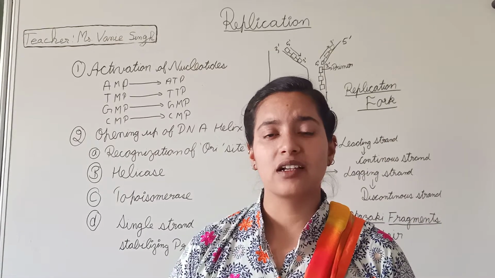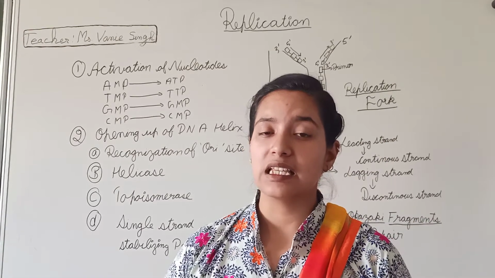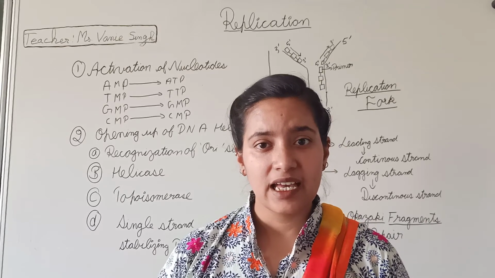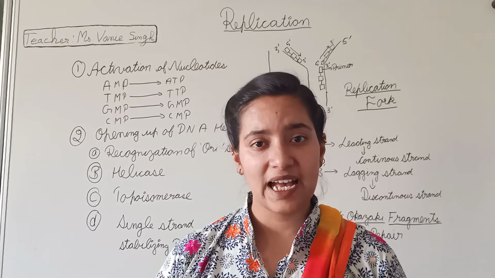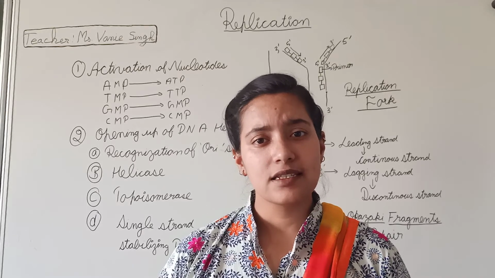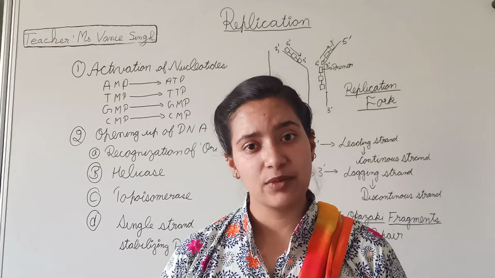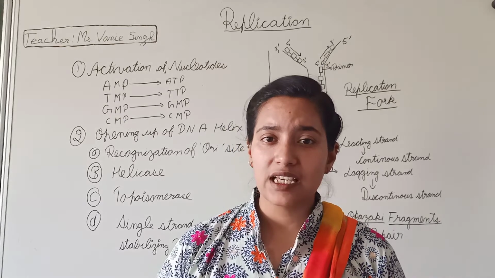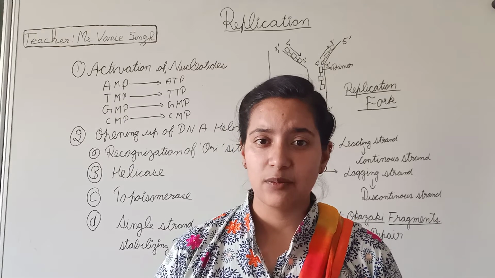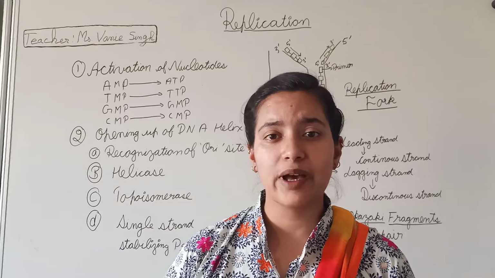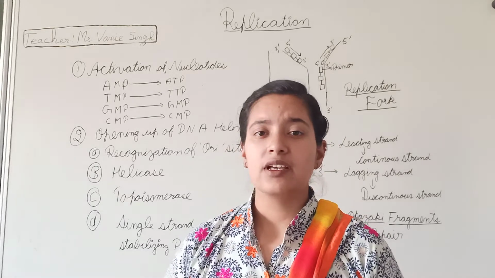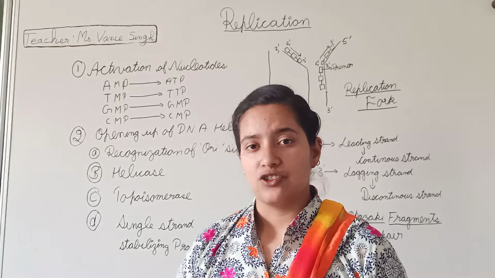We know there are 4 nitrogenous bases in the DNA: A, G, T and C. It simply means adenine, guanine, cytosine and thymine. And in case of RNA, the T, thymine, has been replaced by uracil. So, let's have a look at the process of replication.